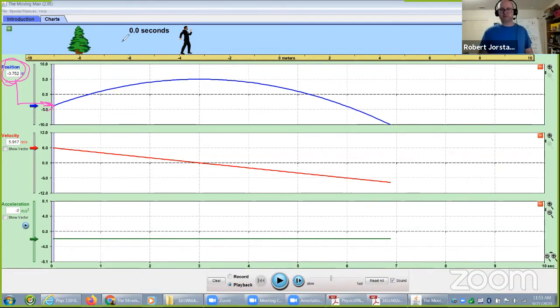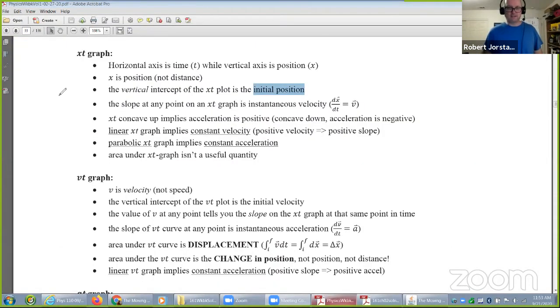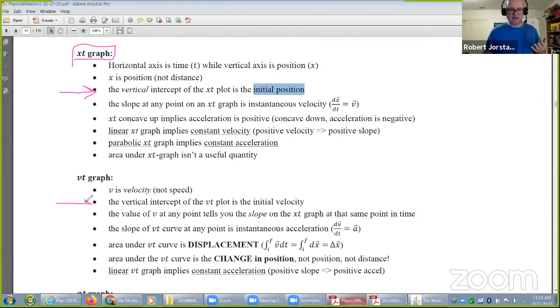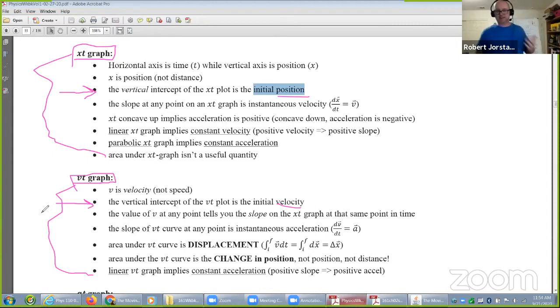Now, I know you're going to want to do this, so I want to stress something here. Look at this. There's a totally different set of rules for the VT graph. Just to be clear, the vertical intercept is initial position on the XT graph. Down here, the vertical intercept on the VT would obviously be initial velocity. So there's a difference between what these things mean. There's a whole separate set of rules for the XT graph and the VT graph. The most common mistake on a quiz people make is they'll look at a graph and accidentally grab the wrong set of rules. Well, you're very lucky in that this class is online.